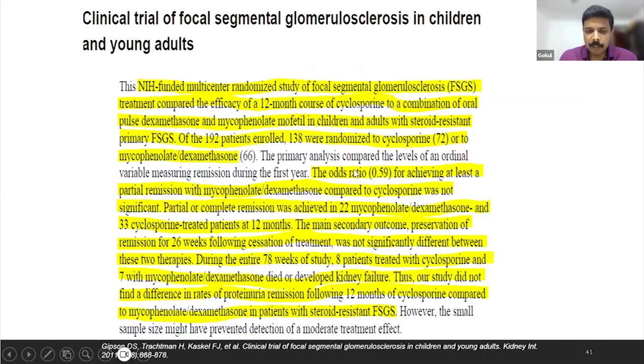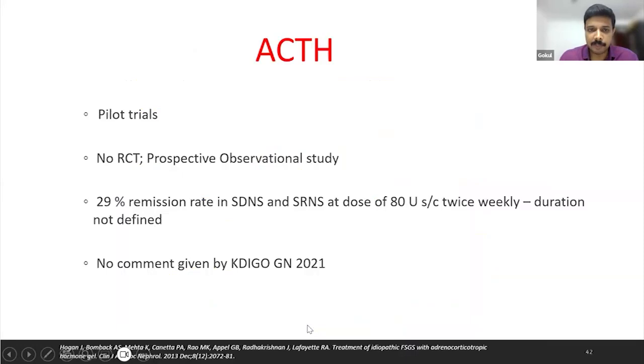The thing was, 192 patients were enrolled, but only 138 patients were randomized. So it was a severely underpowered study. The only positive thing was that there was no statistically significant difference between the MMF-DEXA group compared to the cyclosporine group. So this showed that MMF-DEXA is non-inferior to cyclosporine. But the small sample size prevented detection of a moderate treatment effect.